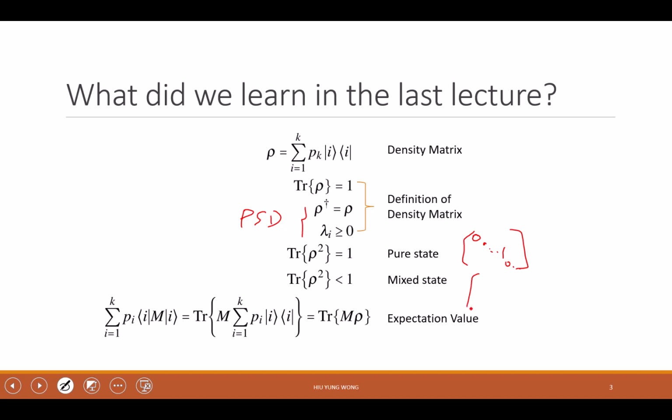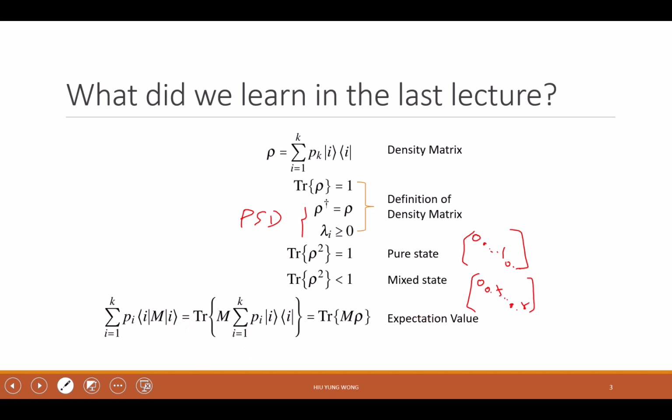But when it is a mixed state, it should at least have 2 entries. For example, maybe 0.5 and 0.5. So none of them is 1, right? Then you take the square, you sum them, and it must be less than 1. Right? So that is a way to memorize.